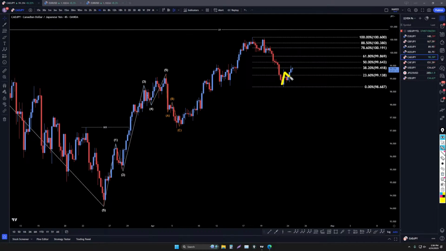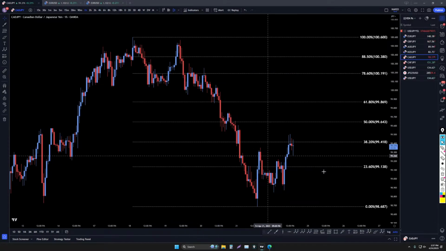And as I was long, I would observe it either making a three-wave pattern up and then an impulse move down, which would tell me it's a wave B, or I would observe it making higher highs and higher lows and just keep on going up. So I would definitely still be looking for longs in an uptrend for sure.